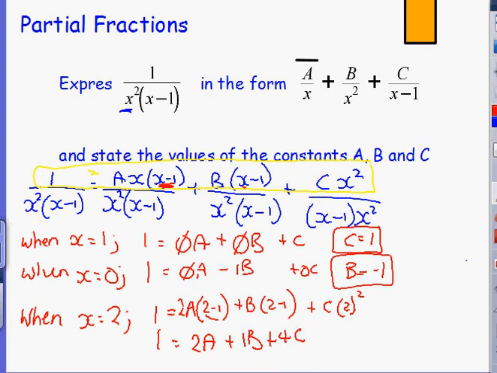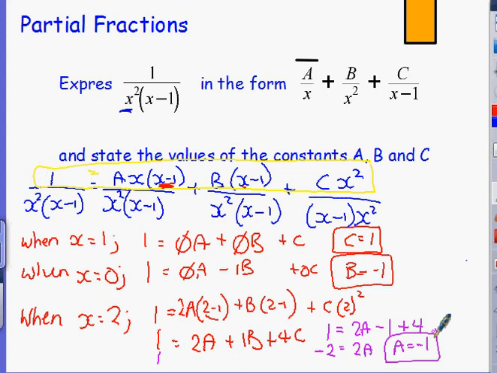Now I need to look and see what a, b and c is. I don't know what a is, so I've still got 1 equals 2a, but b is minus 1, so minus 1, c is 1, so that's 4. So adding those together I get 3, taking it off the other side I get minus 2, so minus 2 equals 2a, so a equals minus 1.